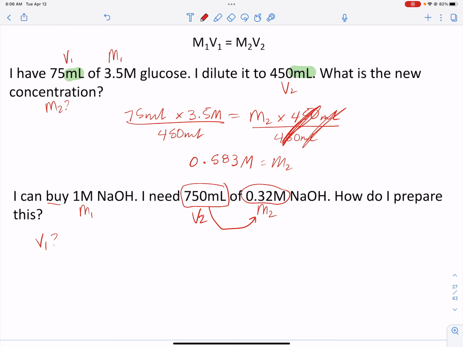All right, so now if we're looking for V1, we know M1, which is 1 molar, times V1 is going to be equal to 0.32 molar times 750 milliliters. Okay. We don't have to convert milliliters to liters here. It's fine to work this with milliliters. We just have to understand that units on our answer are going to also be in milliliters, since that's the starting unit for volume. All right, so to solve for V1, I'm going to divide both sides by 1.